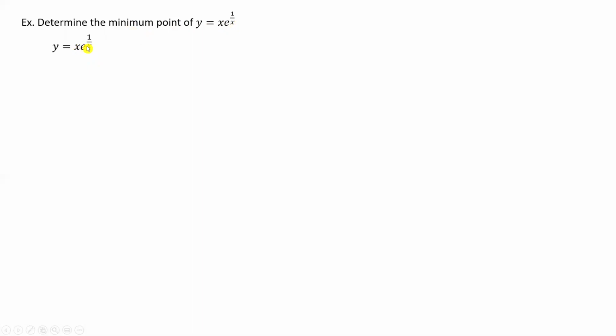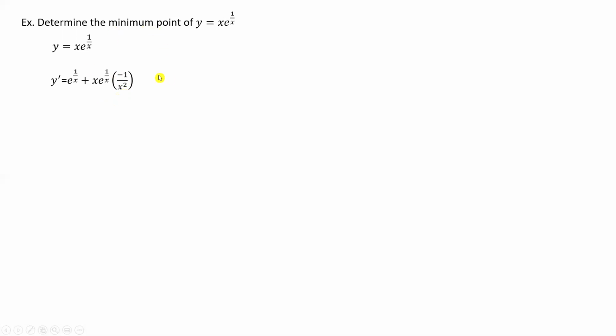Derivative of first times second plus first. When we take this derivative, you write down what you started with, and you take the derivative of the exponent. This is really x to the negative 1. The derivative of x to the negative 1 is negative 1 x to the negative 2, which is written negative 1 over x squared.